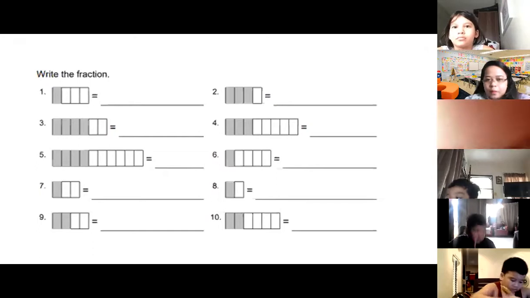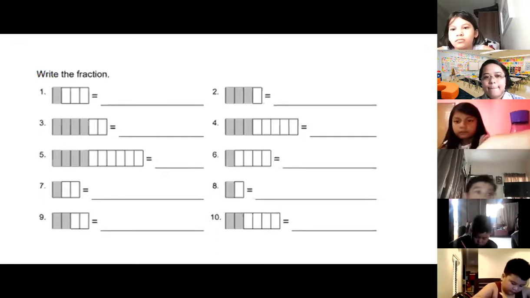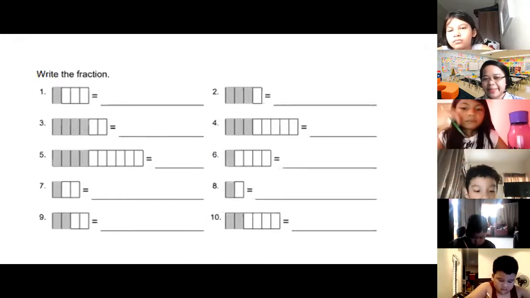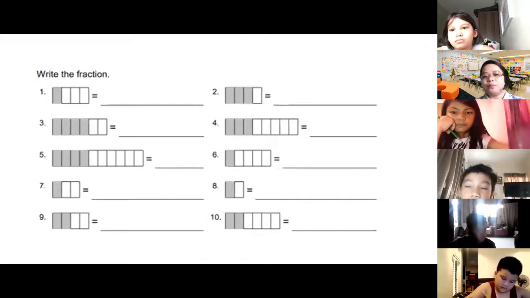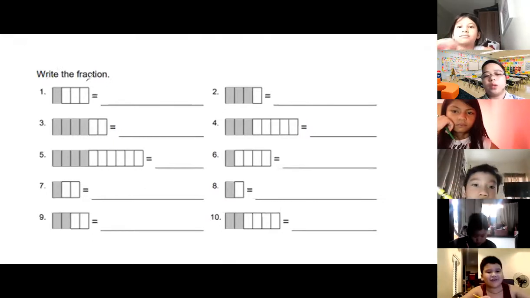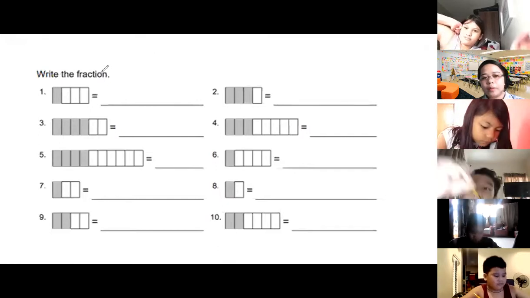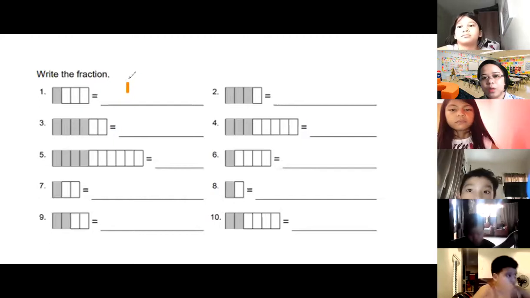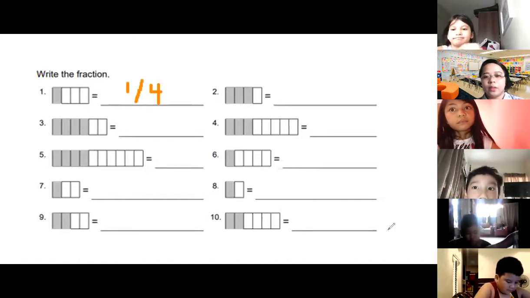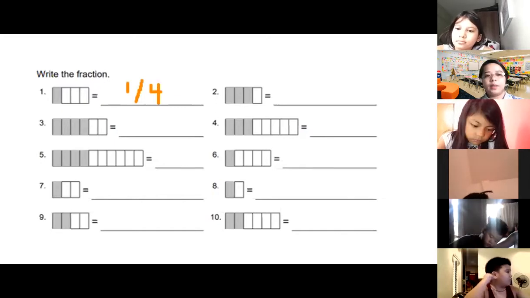Fraction, not just the shaded part. Those who are actually confused, you can still ask. So let me just give number one as an example. As you can see, there are four bar lines and there is one shaded bar. So the answer for this is 1/4. Okay, so kindly continue the rest, please, from numbers 2 to 10. Oh, I remember we did this last week.